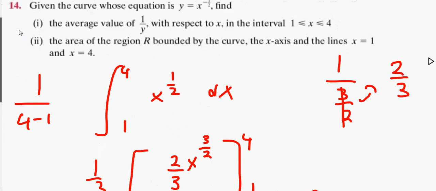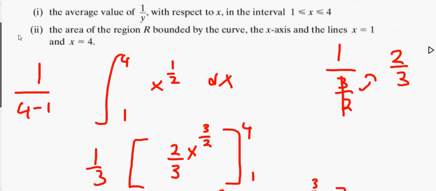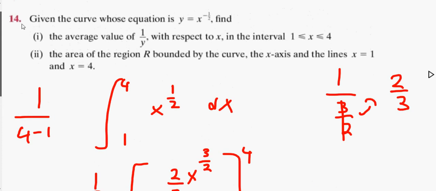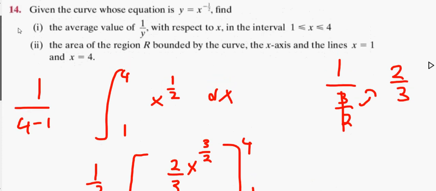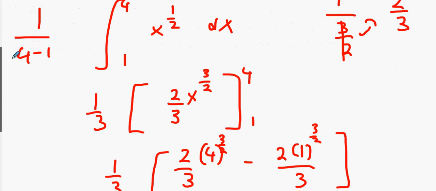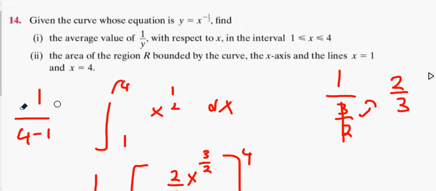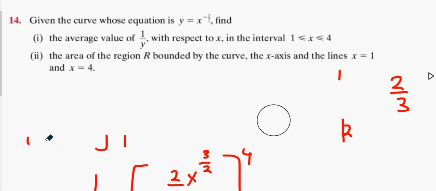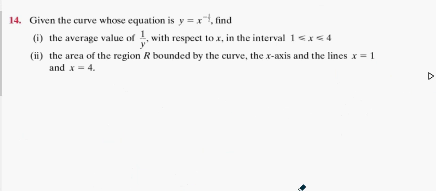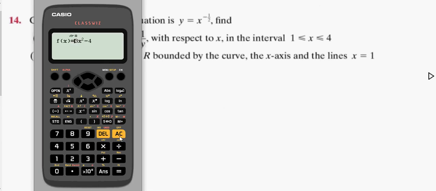Now, what's in part 2? The area of the region R bounded by the curve, the x-axis, and the lines x equals 1 and x equals 4. Ouch. Ready for this? Alright. So, I may have to draw myself a little diagram, just to figure out what's going on. So I'm going to go to my trusty table function, and I'll just enter in quickly x to the power of a half.